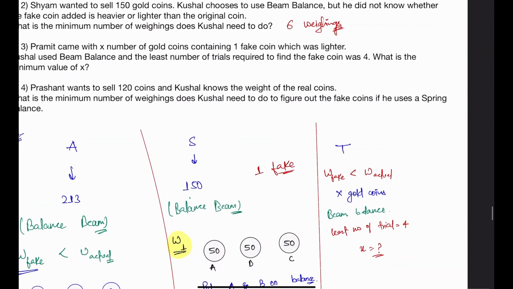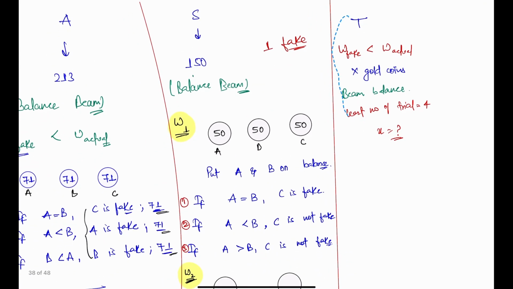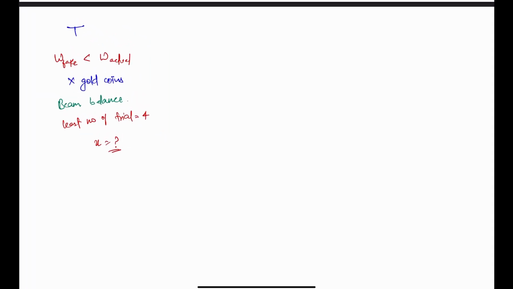Now this one is a good question, number 3. Let's copy this one, because there is not much space left. Cut, right, and let's solve here. This is question number 3. We know that the fake one is less than the actual. He has X gold coins, least number of trials.